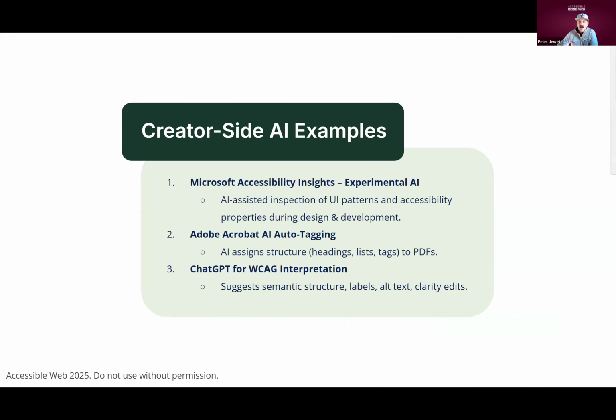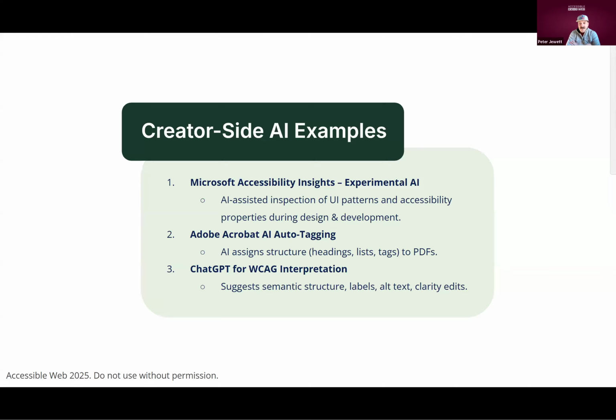Some examples. Microsoft Accessibility Insights has an experimental AI tool that uses AI to inspect UI patterns and accessibility properties early in design and development. Adobe has launched some pretty cool auto tagging with AI. It uses AI to identify headings, lists, semantic structure and apply them to PDFs to jumpstart your remediation.